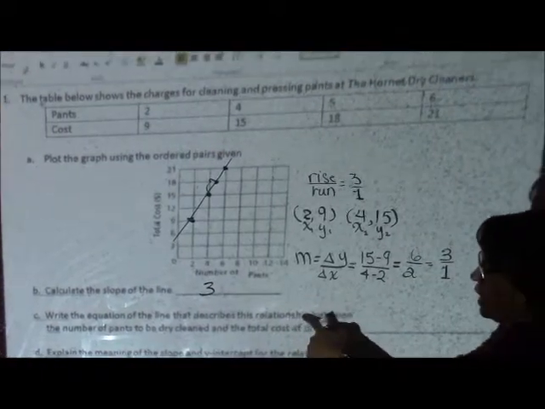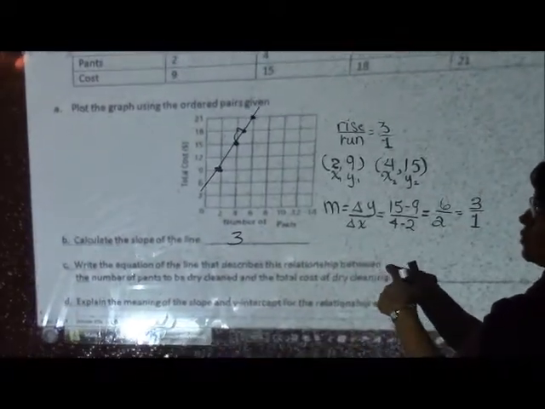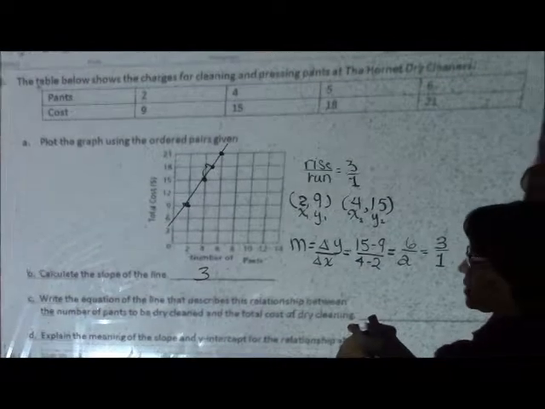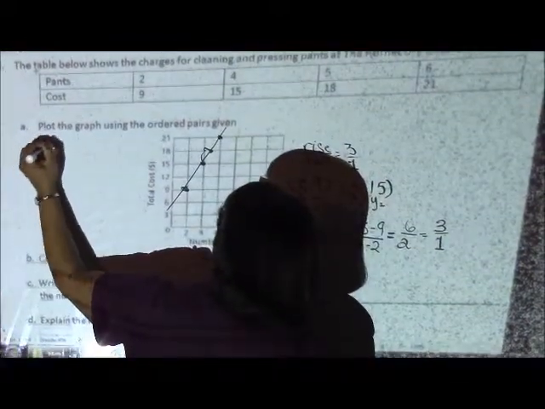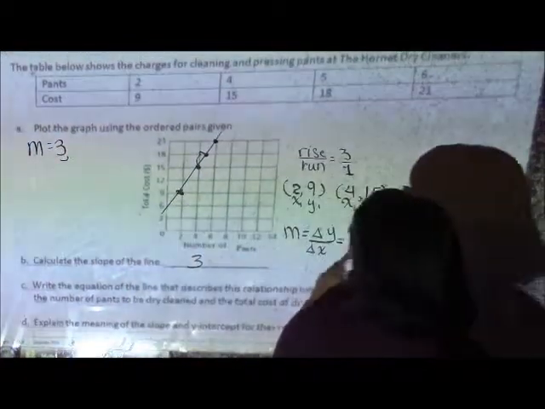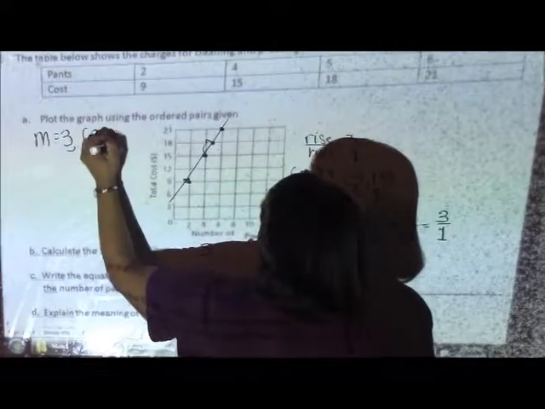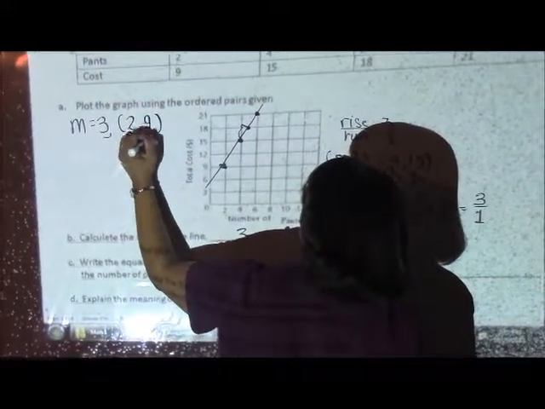We have to write the equation of the line that describes the relationship between the number of pants to be dry cleaned and the total cost. We already have our slope. I'm going to go over here. We have our slope is equal to 3, and we need to choose an ordered pair, any ordered pair you want to. I'm going to choose 2, 9. That's going to be our x and our y.